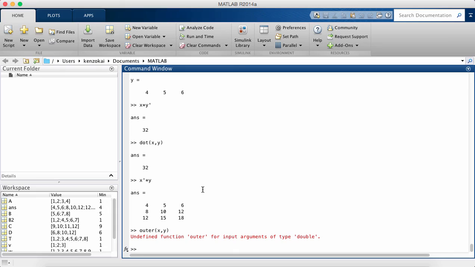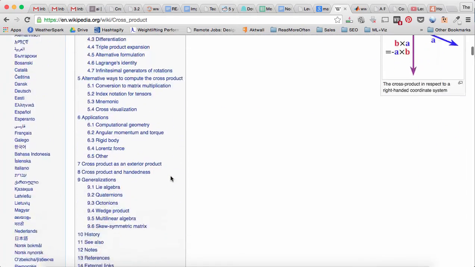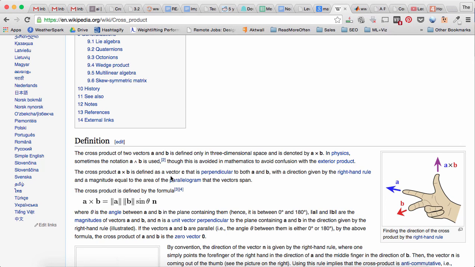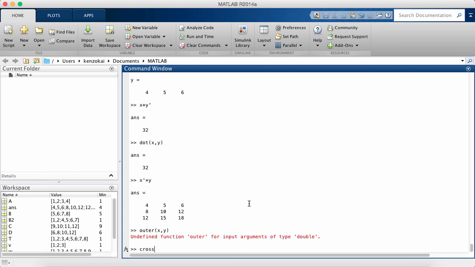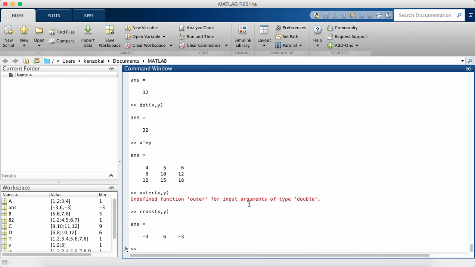Lastly, there is the cross product. The cross product is the magnitude of the first vector times the magnitude of the second vector times the sine of the angle between them, and then you use the right-hand rule to determine the direction of the result. The dot product or inner product is not a vector, so it doesn't have a direction, but the cross product gives you back a vector. And that's pretty simple to do in Matlab also. It's just a function called cross.